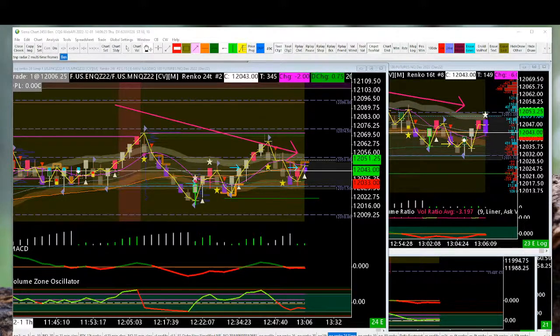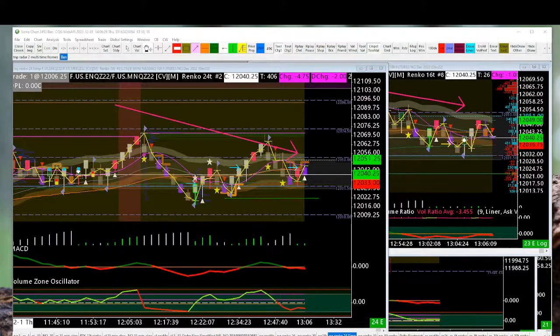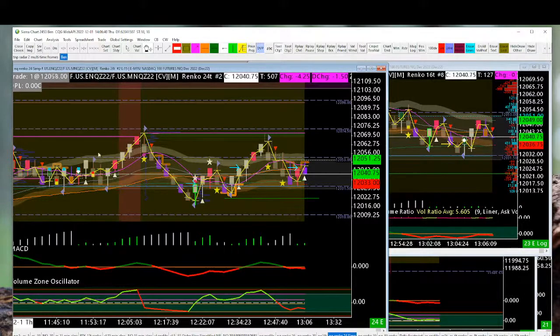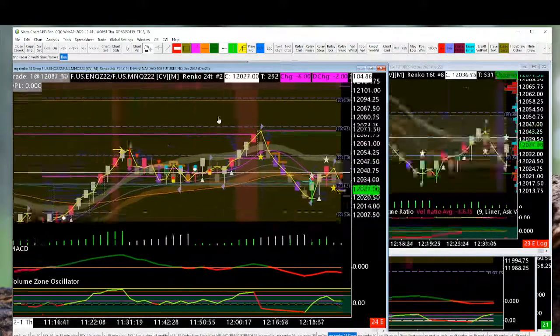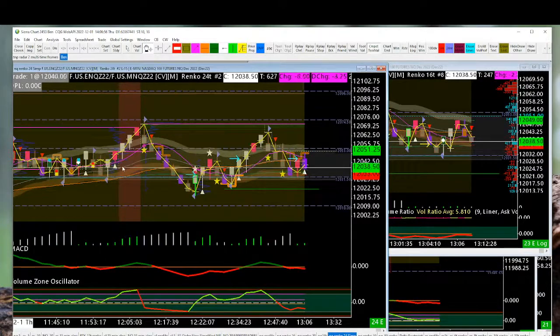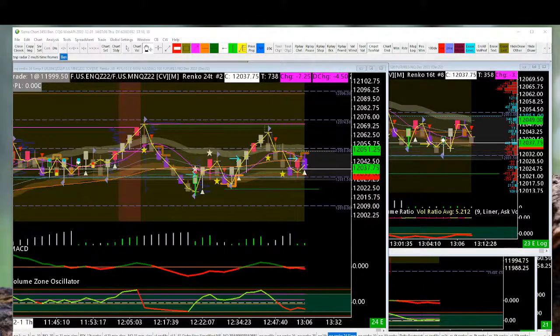I got a DM from a member in the room doing something really dangerous. Oh, it worked. So, he shorted. What was your entry? Got 20 points, Jesus. What was his entry? Let me find out. He took a high odds trade, a crazy high amount of leverage, and it worked.